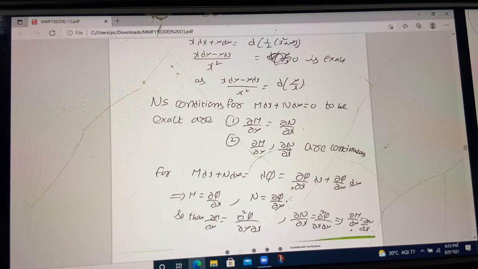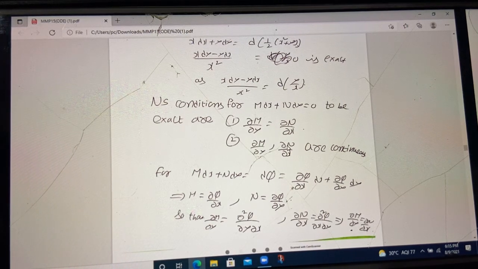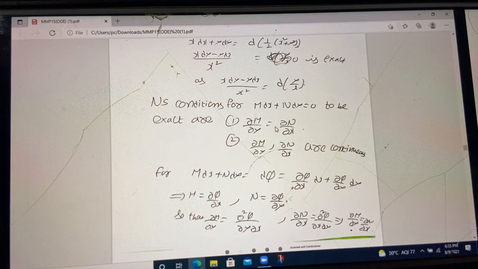Suppose in the exam they ask you what are the necessary and sufficient conditions for an equation to be exact, then you should say del M by del y equal to del N by del x. This is called the necessary condition, and the sufficient condition is that the partial derivatives are continuous.